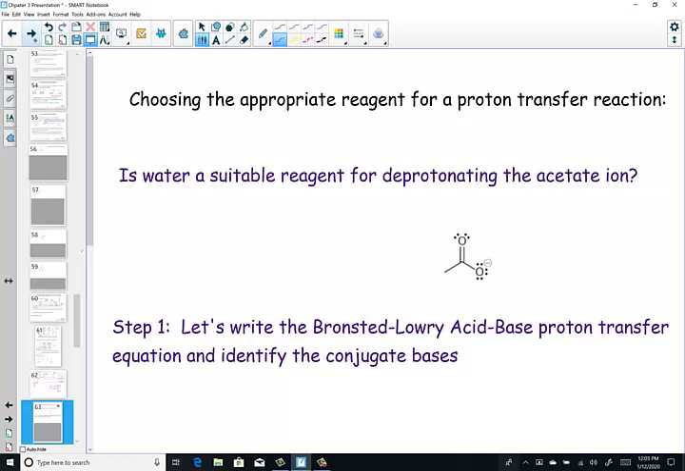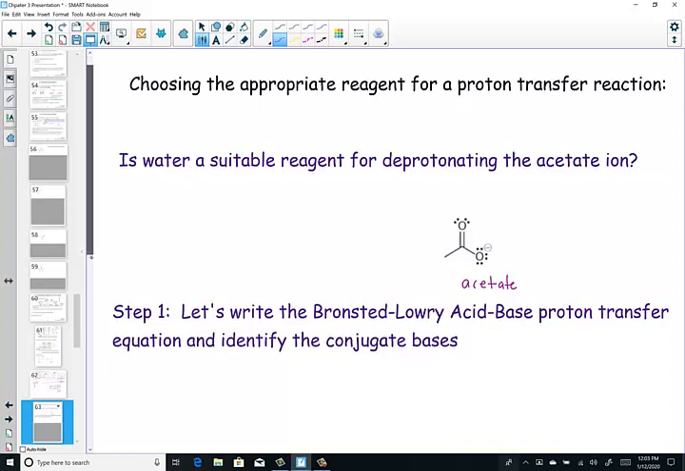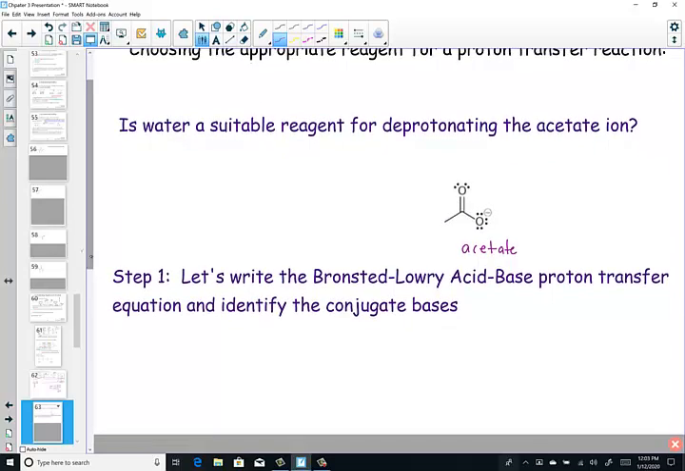Another application of ARIO is choosing the appropriate reagent for a proton transfer. For example, we might be asked something like, is water a suitable reagent for deprotonating the acetate ion? The acetate ion is the resulting conjugate base from acetic acid, CH3COOH. And so what we're really asking ourselves is to consider the Bronsted-Lowry acid base and think this through. Is this going to work?